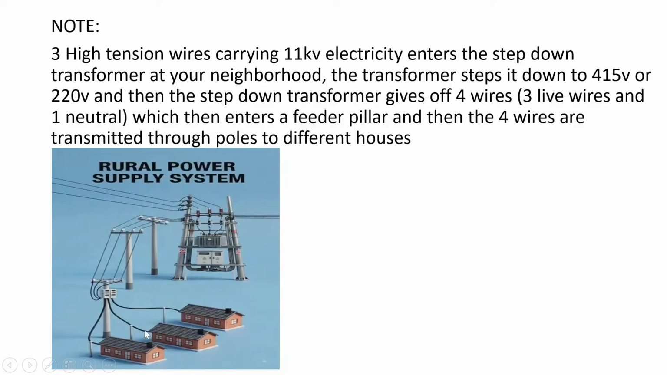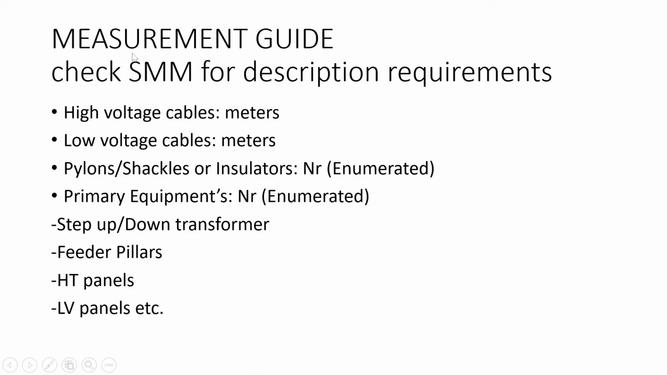Good. So now what does this mean in terms of our measurements? If you go further now, you can see what we have here. We see our measurement guide, if you check our standard method of measurement for description requirements, right, you can see what we have here. For high voltage cables, you measure them in what? Meters. All you just need to do is to get the distance of the high voltage cable and determine the length in meters, multiplied by the number of cables we have, whether it is for high tension or low voltage.